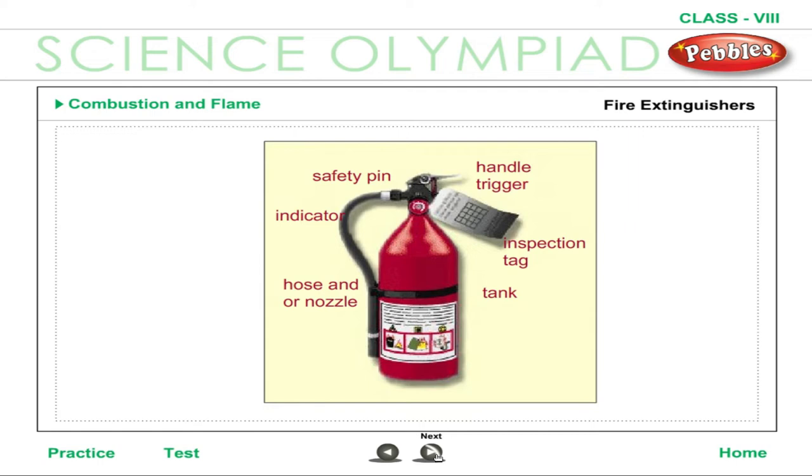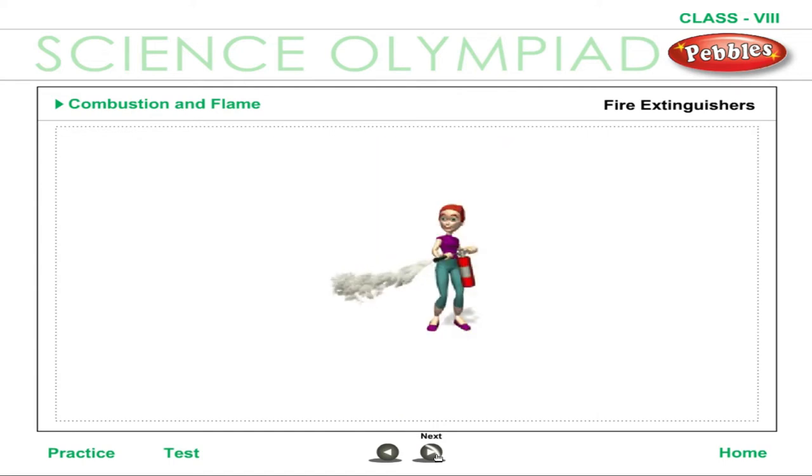Fire extinguishers. You must have seen fire extinguishers kept in schools, theaters, hospitals, business places, etc. Fire extinguishers are devices used to put off an accidental fire. They are painted red for easy identification. Let us now consider the various types of fire extinguishers that are effective for different types of fire.